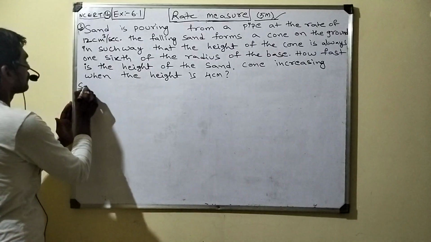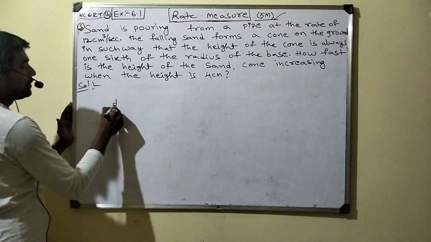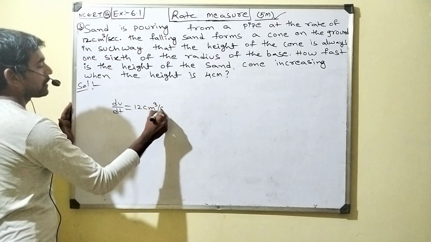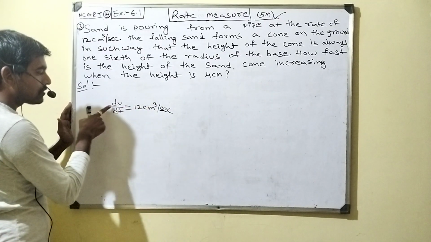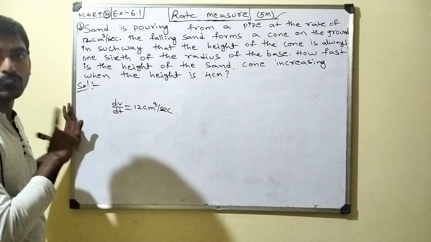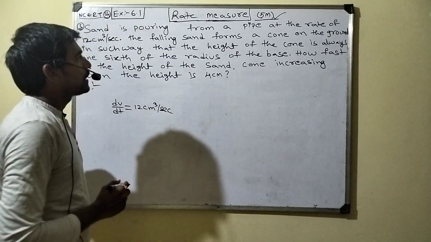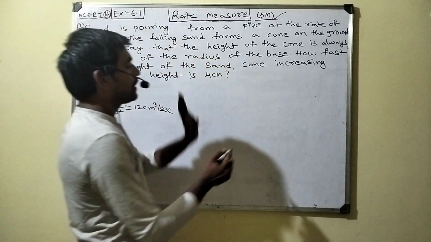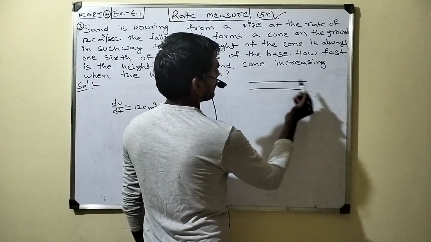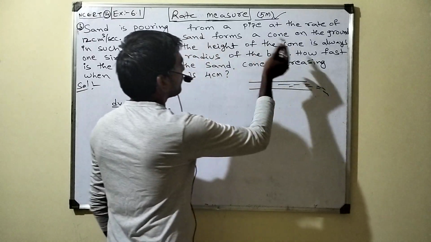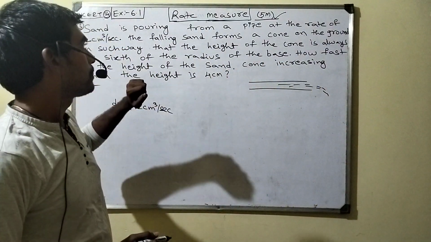Let me write the solution. We can write dV by dt is equal to 12 centimeter cube per second. Cube units means we can directly tell that it is going to be a volume. Okay, now let me read it first. There is a pipe, it seems. So sand is pouring from a pipe at the rate of 12 centimeter cube per second.